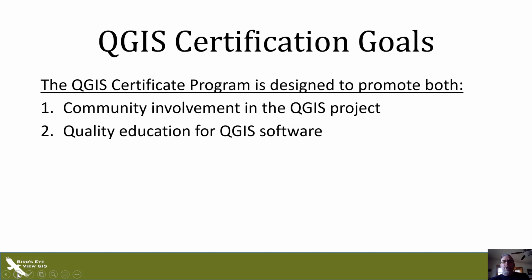The program itself has two main goals. One is to get more community involvement in the QGIS project. When you apply to this program, one of the ways you get approved as a QGIS certifying organization is to document all your contributions to the QGIS project. So only people who have contributed to the project in some way can get approved. The other is to vet your educational materials. So we ask for a sample of lessons and data and lectures to make sure that QGIS as a project is being represented accurately and that things are up to date.